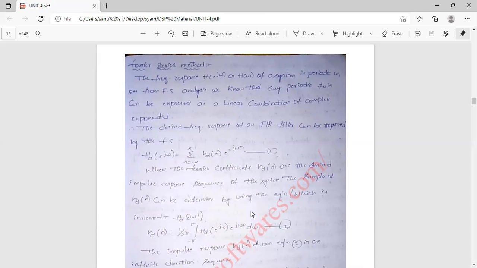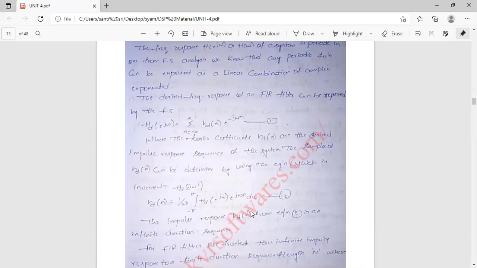It is represented as HD of e power j omega equal to sigma n equals minus infinity to infinity HD of n into e power minus j omega n, where the Fourier coefficients HD of n are the desired impulse response sequence of the system. The samples of HD of n can be determined by the inverse Fourier transform: HD of n equals 1 by 2 pi integral from minus pi to pi HD of e power j omega into e power plus j omega n d omega. That is equation number 2.